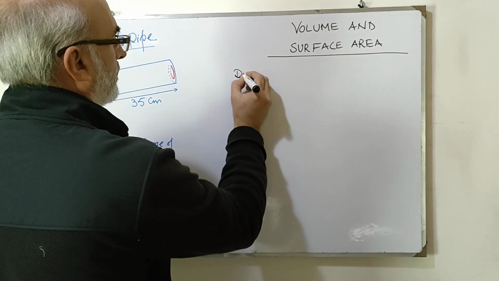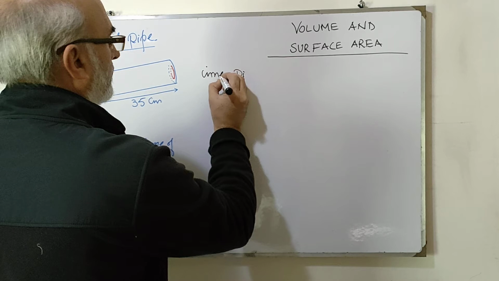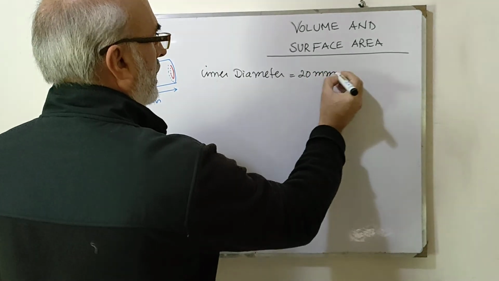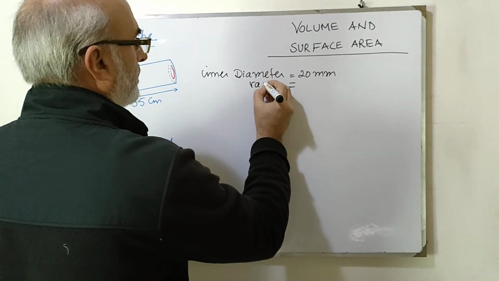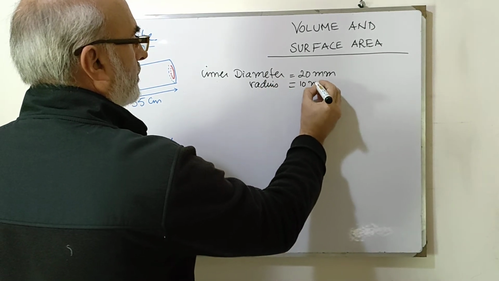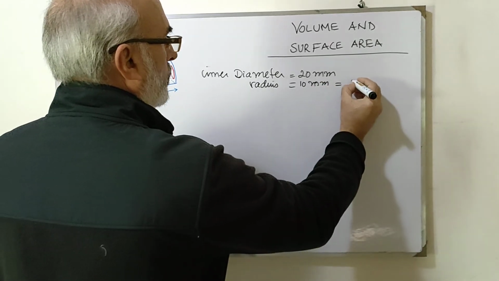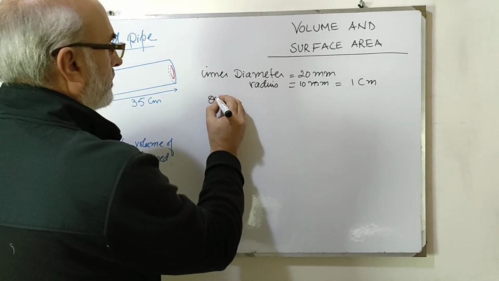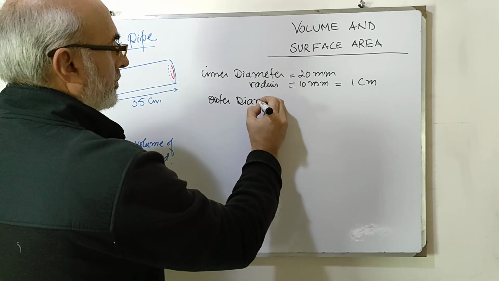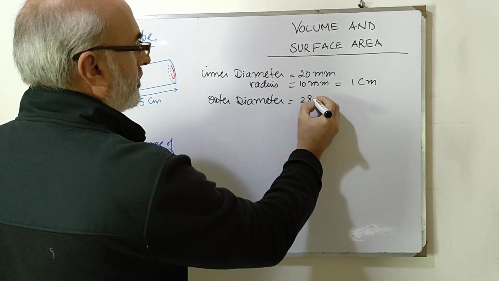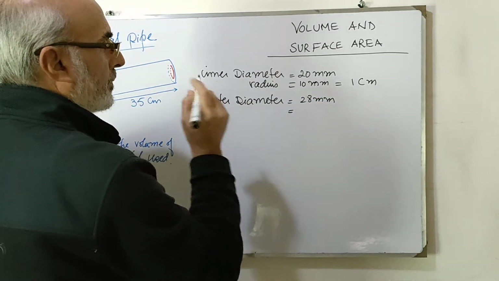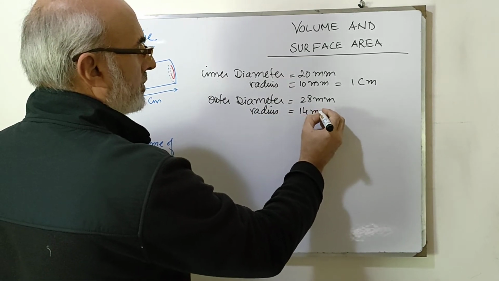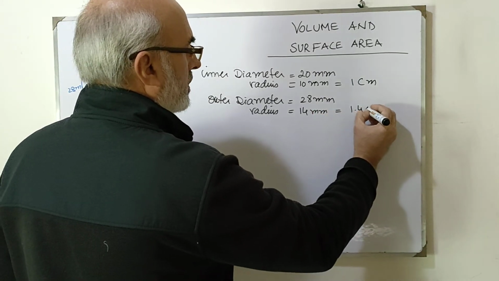So first thing, the inner diameter is 20 mm, so the radius is 10 mm, which is 1 centimeter, right? Now the outer diameter is 28 millimeters. So radius is 14 millimeters, and it is 1.4 centimeters.